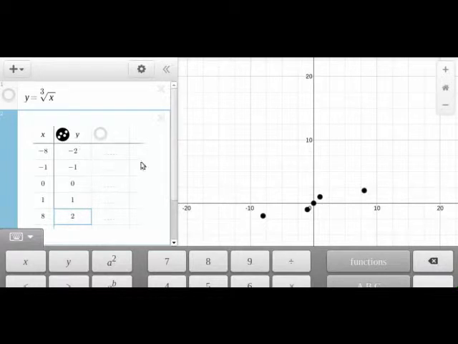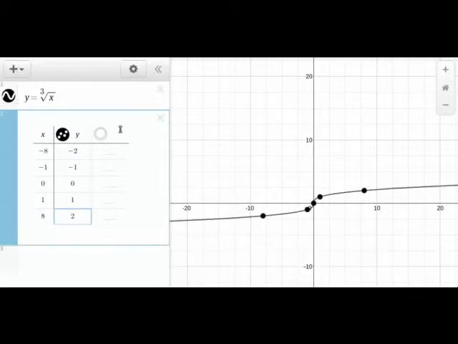So we get these funky dots here, and it's kind of hard to tell what's happening. So let's see what this is supposed to look like. We could keep adding more points, but let's see what Desmos says. So that's approximately what it looks like.